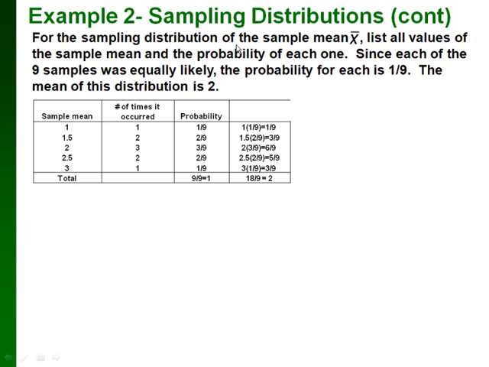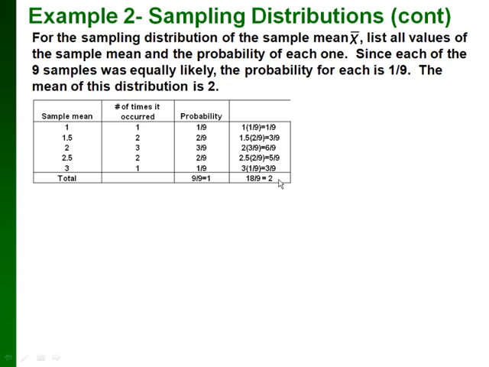If we look at the sampling distribution for the sample mean first, we would list all the different possible values for our sample mean. These are all the different values that came up from our 9 samples. The number of times each one occurred. So for example, the sample mean of 2 happened in 3 of those samples. Then since each of those samples was equally likely, our probabilities are just 1/9 times the number of times that sample mean occurred. So here's our probability distribution for our sample mean.